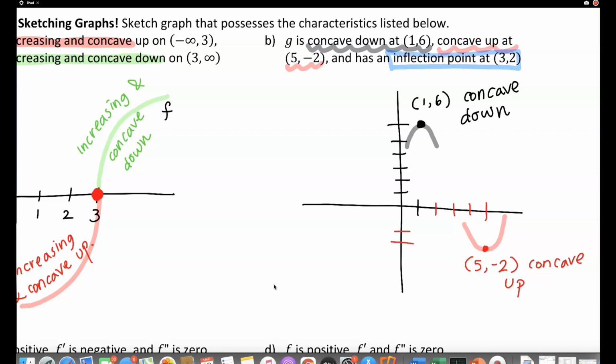So I'll plot that point. 3 to the right, up 2. This is where the concavity changes. So I'll extend my black graph down and touch the blue point. And I will start my red graph from here. And then you know what? I can just go ahead and sketch a little more to the left and right of it. And this is perfect. This is a graph of G that meets the description. Here's my G. Alrighty.